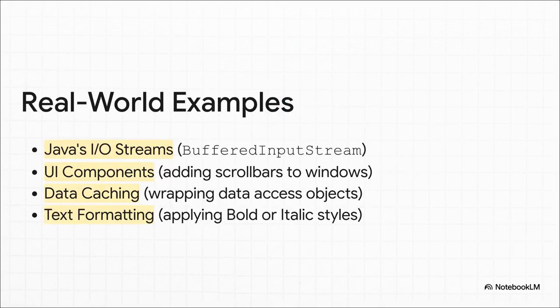And chances are you've probably used this pattern before without even realizing it. The most famous example, by far, is in Java's I/O library, where you wrap a file stream inside a buffered input stream, but it's everywhere. Adding scroll bars or borders to a window in a UI framework, wrapping a database query with a caching layer to make it faster. Once you know what to look for, you'll see this pattern all over the place.